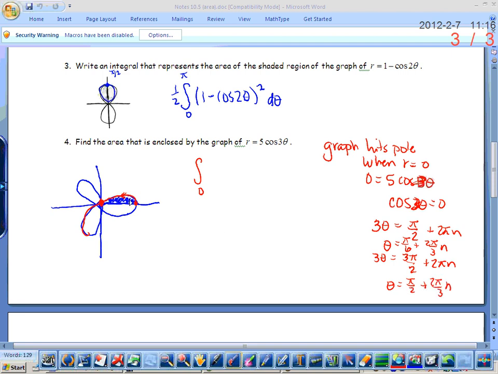So what is the first value at which, if you trace this graph, you're starting at theta equals 0, and I just want to know the first value of theta that I hit the pole. Pi over 6, right. So 1/2 integral r squared. Now, what portion of that total region does this integral give me? 1/6. So I would want to multiply the entire thing by 6.